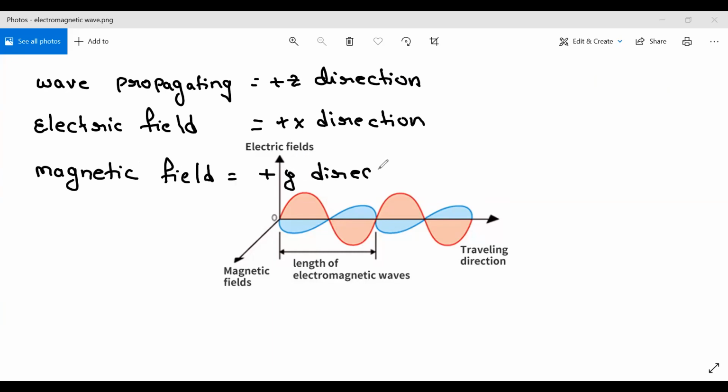Do you remember the cross product? We'll discuss cross product.